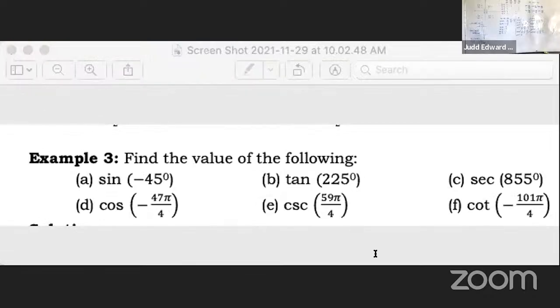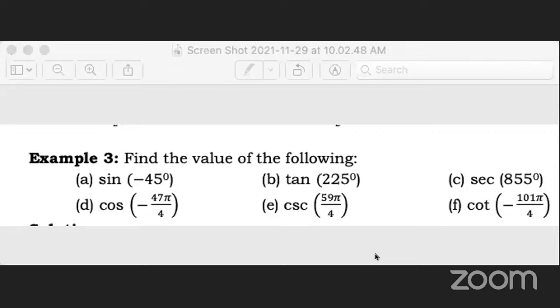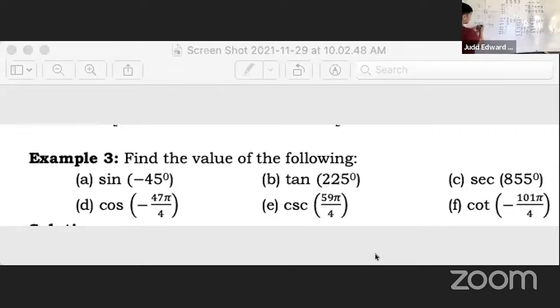Ayan. Okay, let's now try to answer this. Sabi, sine negative 45 degrees. Okay? Hanapin po natin ano yung value, saan yung negative 45 degrees. Is this negative 45 degrees? Yes or no? Yes po. Therefore, ang reference angle natin is positive 45 degrees. Kahit na negative 45 degrees yan, ang reference angle natin is 45 degrees.